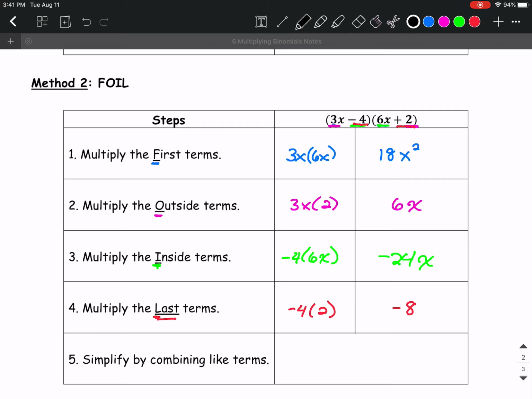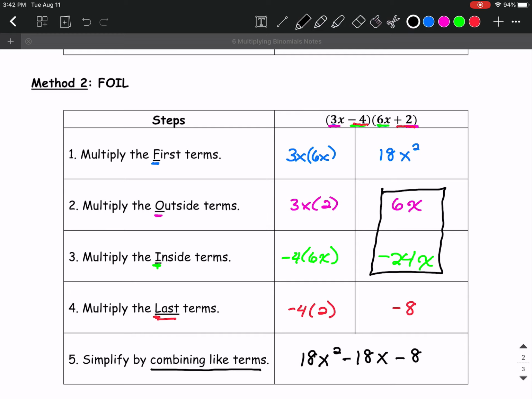And then we combine like terms. We're going to combine like terms, and usually, I'm not going to say always, but usually it's the outside and the inside terms. Okay, so we keep our 18x squareds, and if we have 6x's and we subtract 24x, that's going to give you negative 18x's, and then we still have our minus 8. And we have now multiplied our binomials, and that's done.